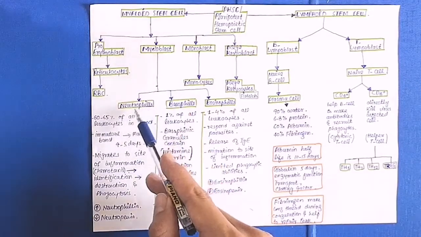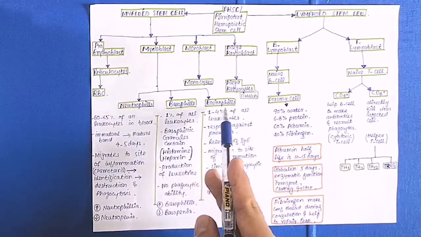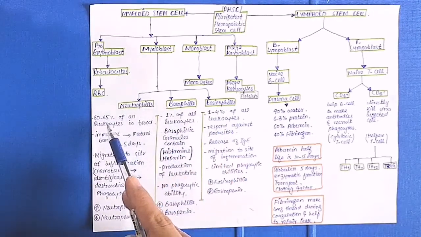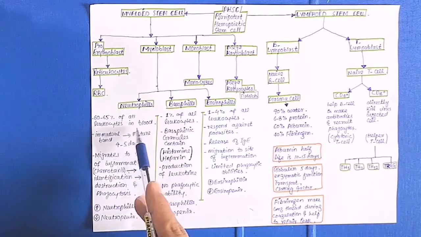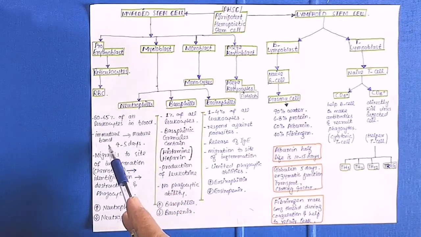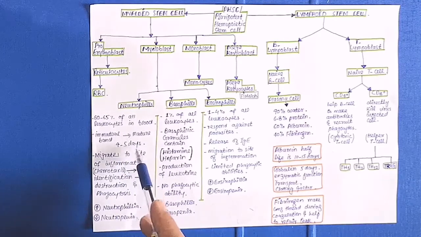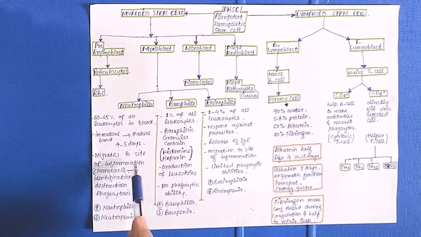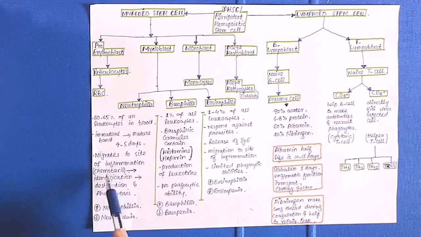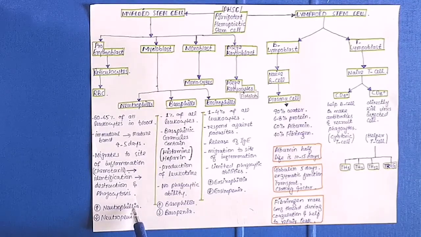Myeloblast is subdivided into neutrophils, basophils, and eosinophils. 60 to 65% of all leukocytes in blood are neutrophils, and they become mature in 4 to 5 days. They migrate to the site of inflammation, which is chemotaxis, and then identify, phagocytose, and destroy the foreign particles. If there is an increase in neutrophils by bacterial infection or tissue necrosis, then it is called neutrophilia.